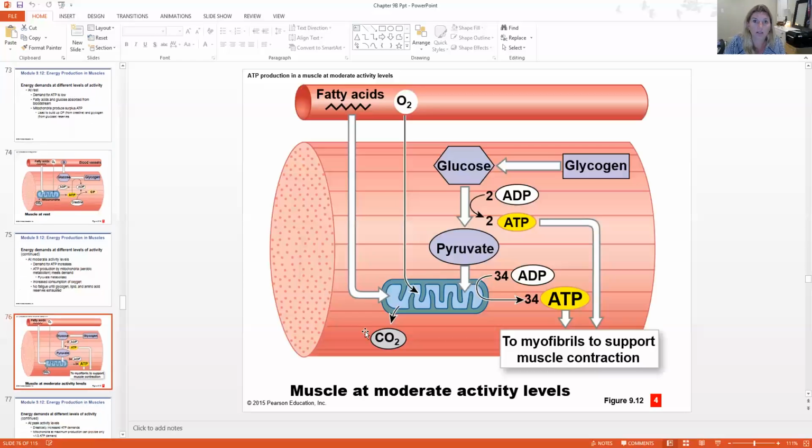So this is moderate activity levels. Fatty acids are still coming in. Oxygen still coming in. Glucose is not coming in anymore because we're taking the glycogen that we already have, using it to make glucose, using that glucose to break down into pyruvate to make ATP.